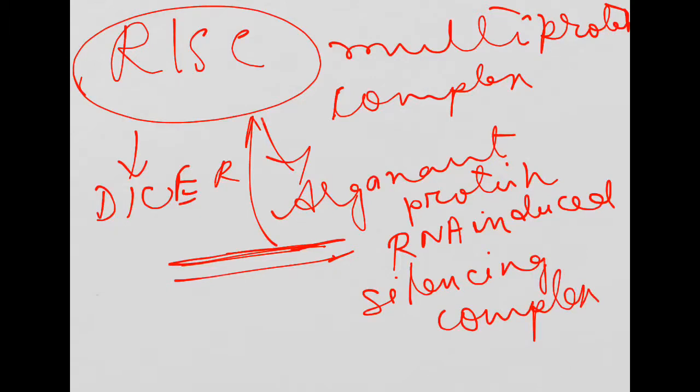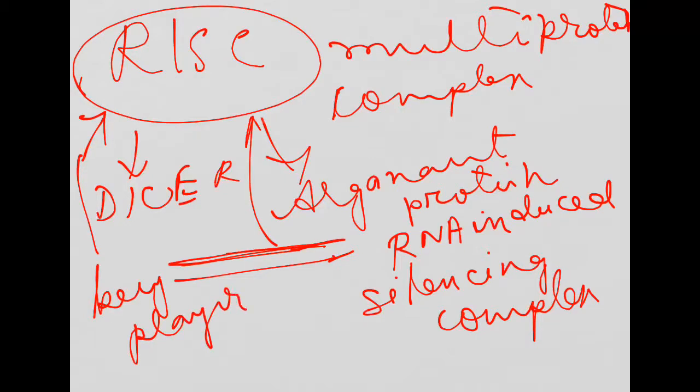This is actually the main protein. This is the key player, you can say. The RISC protein is the key player in RNAi-mediated gene silencing mechanism. This will break the double-stranded small RNA molecule into a single-stranded one. Then the single-stranded molecule will be directed to the target mRNA molecule that is supposed to be cleaved. Then with the help of an RNase H kind of enzyme, it will cleave the target mRNA molecule. So RISC is the key player in RNA-induced silencing mechanism.